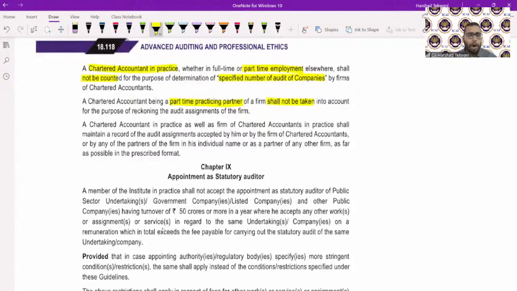Again, maintain a record of the audit assignments accepted by the firm. So you are required to maintain a record for the audit assignment. It is the same way it was for the tax assignment. I hope it is clear.